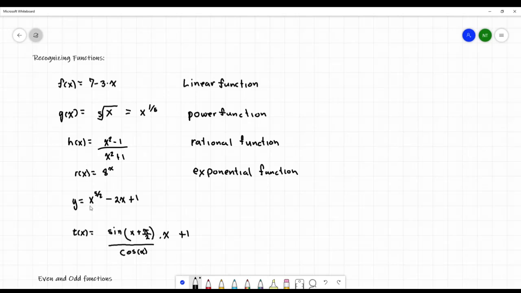Now here we have x to the power of 5 over 2 minus 2x plus 1. This actually is not a polynomial, guys, okay? It's not a polynomial because 5 over 2 is not an integer. In order for this to be a polynomial, 5 over 2 has to be an integer. This is actually a power function, x to the power of 5 over 2, minus the polynomial 2x plus 1. So this is an algebraic function.